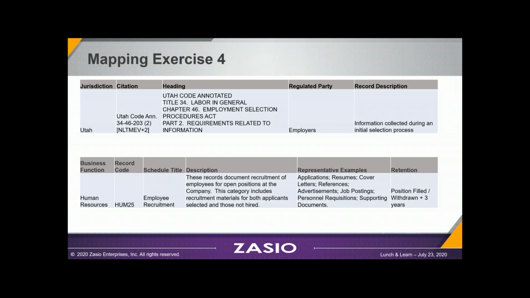Within the citation, one thing that's helpful to note is this abbreviated citation. When you're looking at citations, it helps to have in front of you just an idea of what the retention requirement is. Here we have something that we use internally, and our clients find it helpful. It says NLT MEV, an abbreviation that stands for no longer than mandatory with an event requirement. So here the Utah law requires that information collected during an initial selection process is retained for no longer than 2 years after that decision is made or after last contact with the employment prospect.